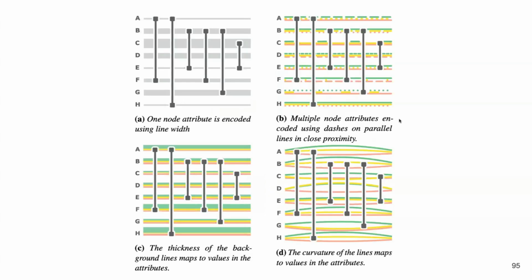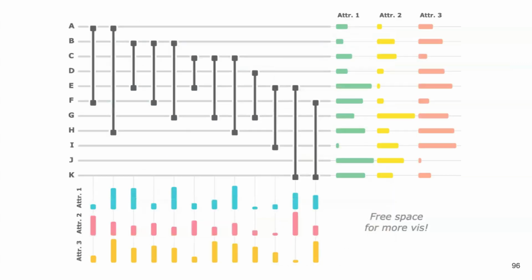So I tried doing this to biofabric. I tried encoding information on the nodes. This is just a single attribute that is encoded in the thickness. This is multiple attributes that are encoded with different dashes. Thickness, but with multiple attributes, and curvature of the thing. None of this looks good to me. This is all a bit terrible, right?